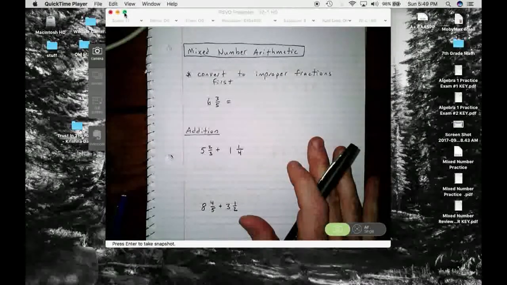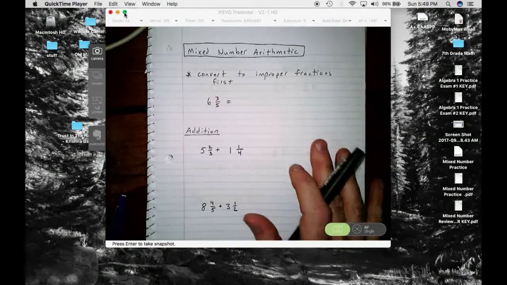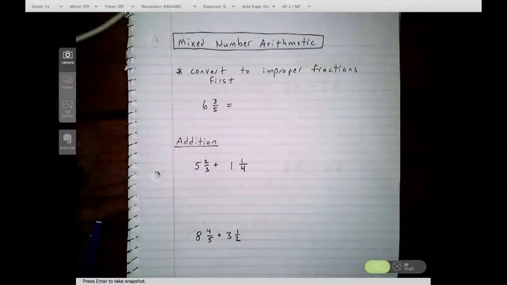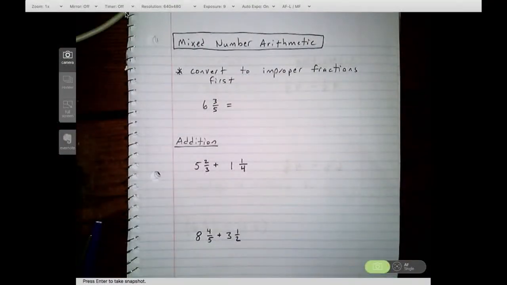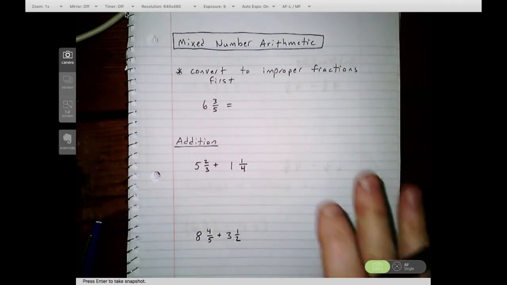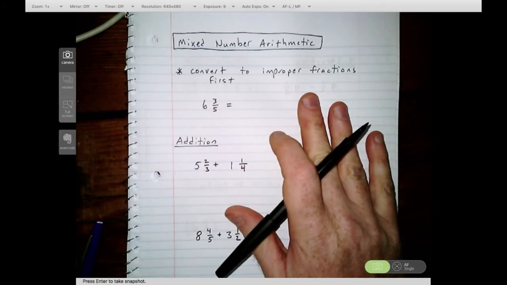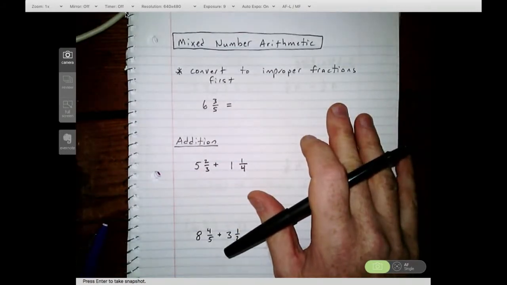Alright, so this week we are going to build on what we did last week. Last week we worked on converting mixed numbers to improper fractions and improper fractions to mixed numbers. And this week what we're going to do is some addition, subtraction, multiplication, and division with mixed numbers.